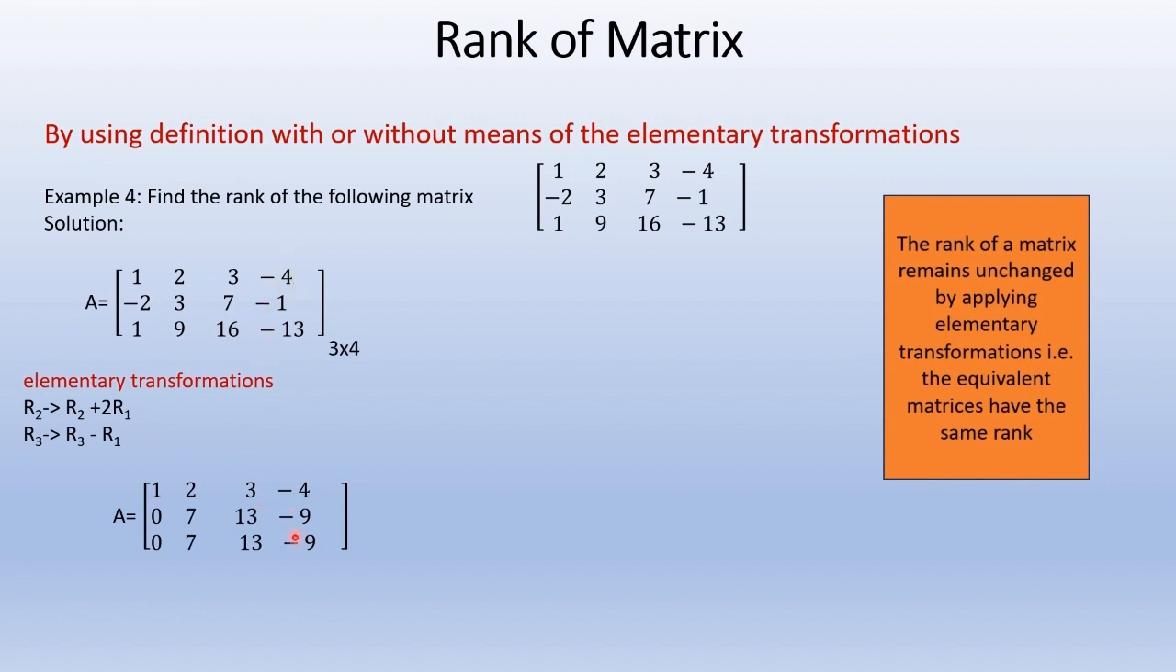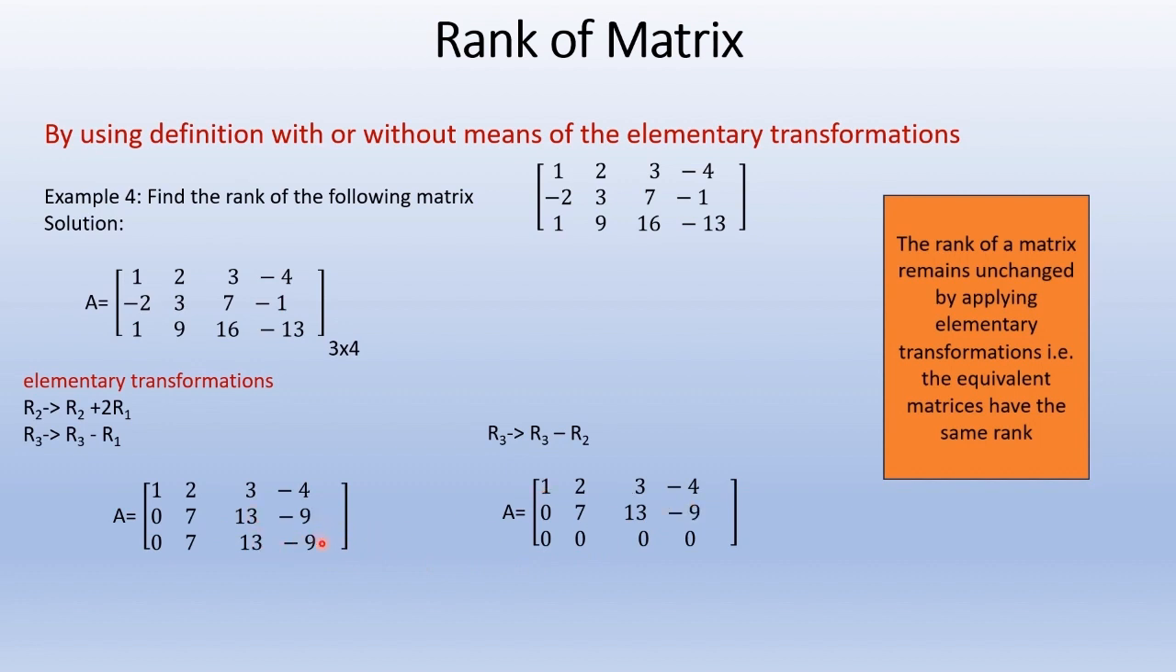Similarly, to reduce this element of row 3 to 0, we subtract R1 from R3: 1 minus 1 is 0, 9 minus 2 is 7, 16 minus 3 is 13, and minus 9 minus 4 is minus 13... we get this. Now to make this row 0, we need to subtract R2 from R3. 0 minus 0 is 0, 7 minus 7 is 0, 13 minus 13 is 0 and minus 9 minus 9 is 0.